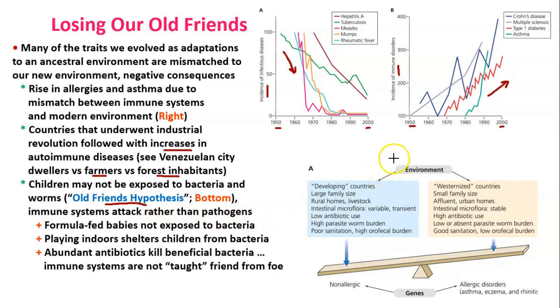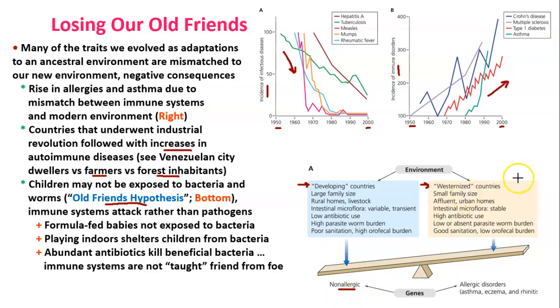So take a look at the figure on the bottom of the slide. Environment. We've got developing countries versus westernized countries. In developing countries, there's large family sizes, rural homes, living in the countryside with livestock and other animals. People's intestinal microflora is variable, transient, it changes based on what they're exposed to in the environment. They have very low antibiotic use, relatively high parasite worm burdens, relatively poor sanitation, high orofecal burden. And if we look down at the bottom here, they're basically non-allergic.